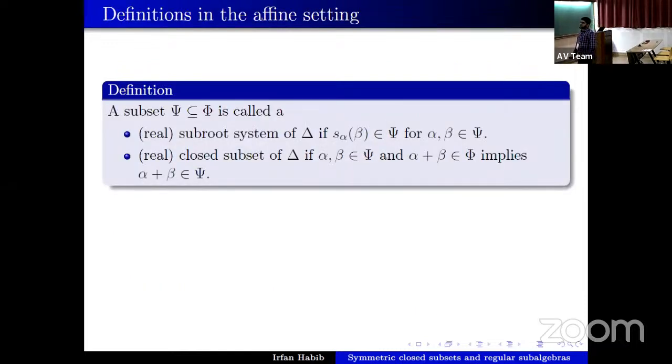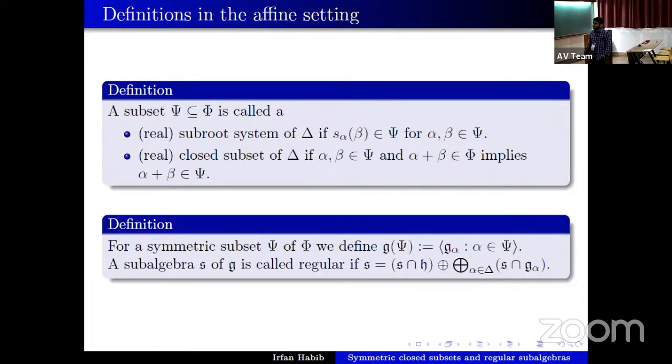The correct analog for the affine setting is what is called the real subroot system and real closed subset. You start with a subset psi, which by definition contains only real roots. It is called a real subroot system, or only a subroot system, if it is invariant under all the reflections for all the roots it contains, and it is called a closed subset or real closed subset if you take two elements and the sum is a real root, that implies alpha plus beta is inside psi. It may happen that alpha plus beta is imaginary, but alpha plus beta is not in psi.